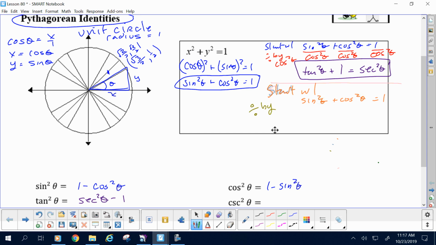Which of the two trig functions do we still not have an identity for? We have secant, tangent, and we're missing cotangent and cosecant. How can I get cotangent? Divide by sine or sine squared? Okay. Oh, that's nice. Isn't that fallish?